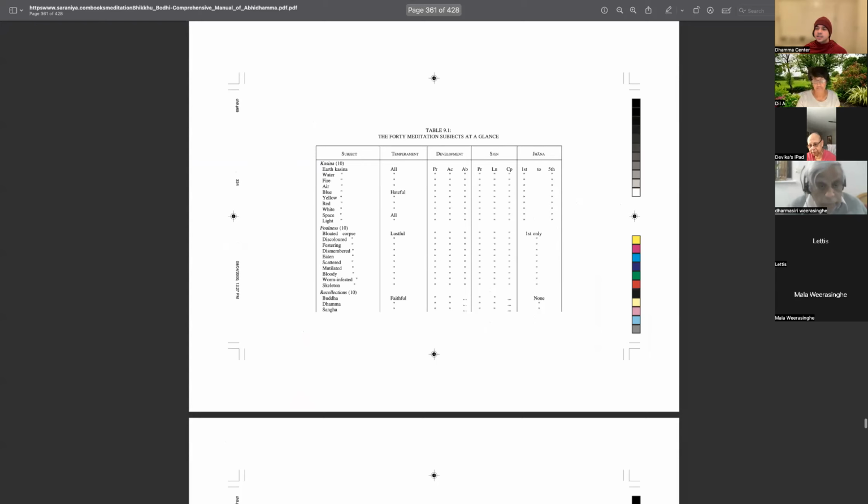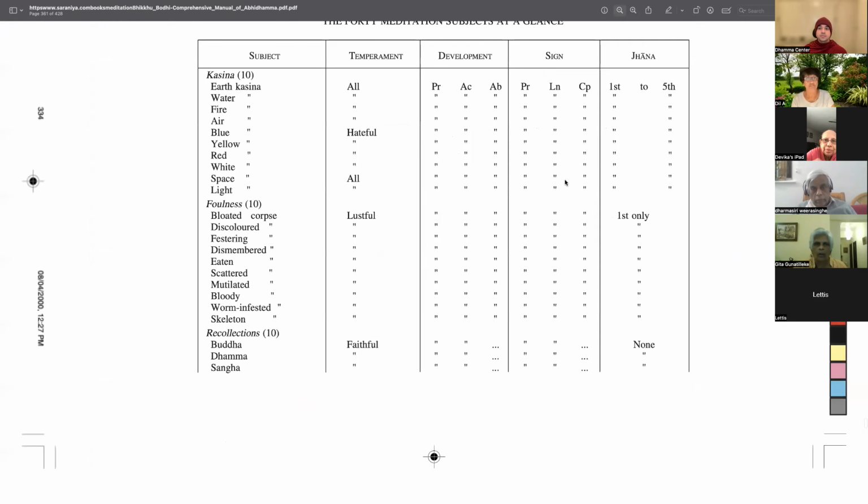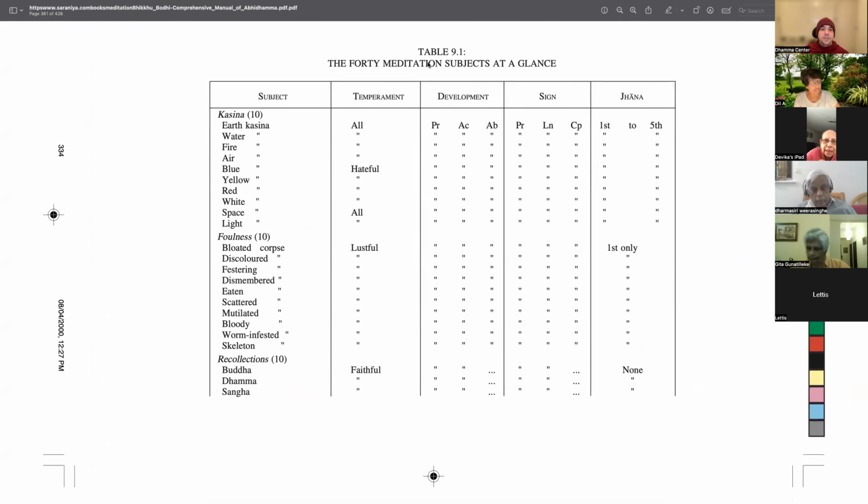Can you see the screen, everyone? Yes? We were going through this chart yesterday. Bhante, you have to make the chart bigger. Right. Thank you.